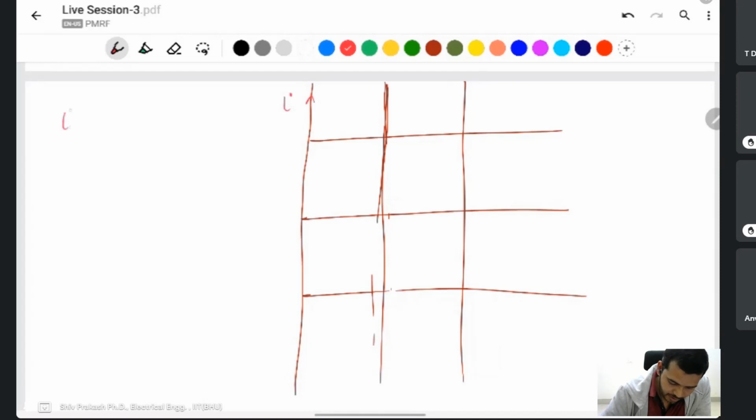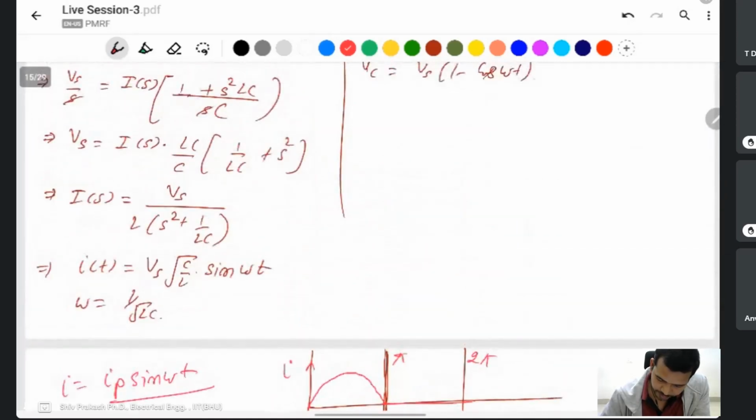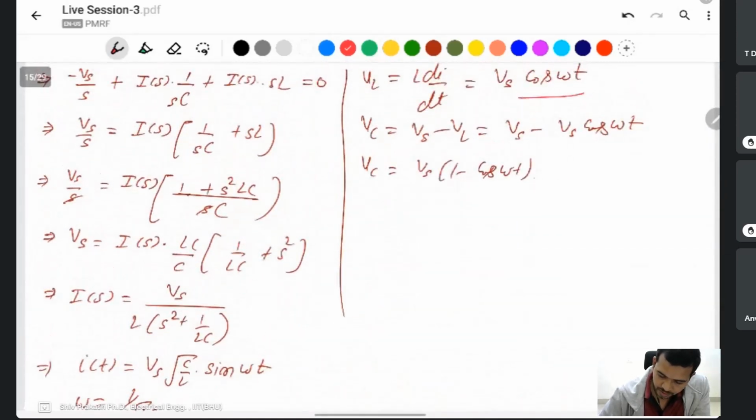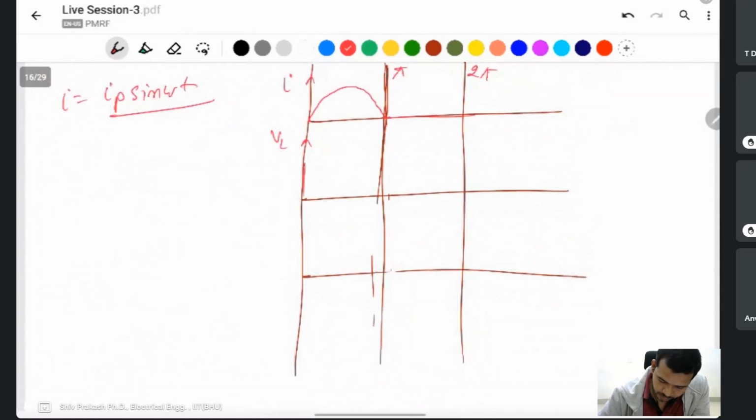In this one, the current is I = IP sin omega t. Same thing: an LC circuit with a sinusoidal current flow. But since a diode is present here, current flows for 180 degrees only. After that, the current is 0. VL is the same, Vs cos omega t, and after this it is 0.